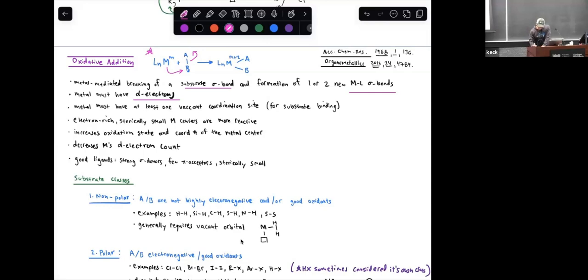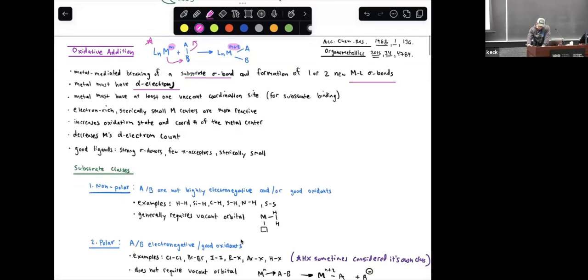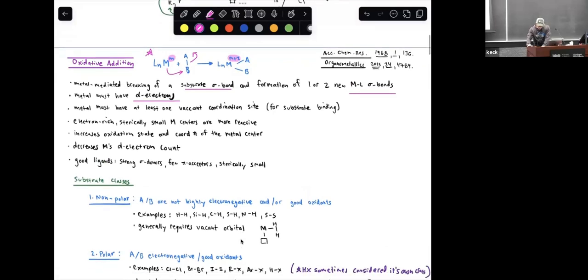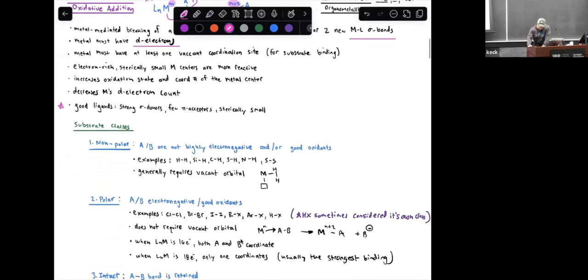If we think about the electron counting consequences of oxidative addition, we see that the metal's oxidation state increases by 2. The coordination number of the metal center also increases. We'll see how that plays out. Because electrons have flowed off the metal to the substrate, which then becomes ligands, we decrease the metal's d electron count, which is just another way to say that the oxidation state has increased. And then we talked about the ligands that promote this process.